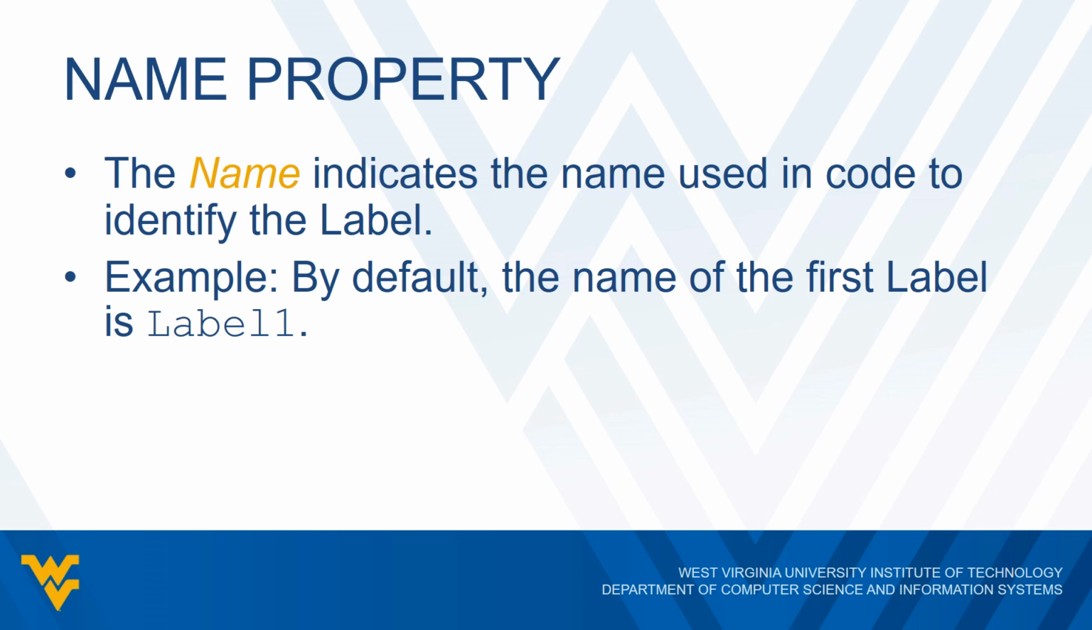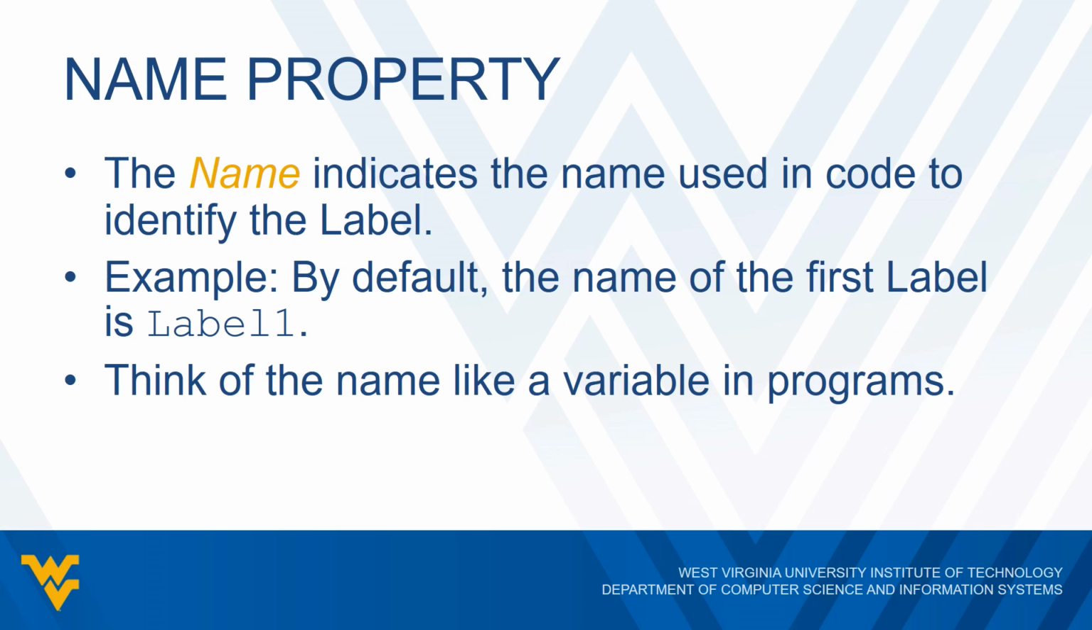Here we can think of the name property as like the variable names in programs. It works just like variables. It's actually probably closer to object names. It's probably the best way to describe it. So think of the label itself as a class, and each label that we create is an instance of the label class. So if we create a label, it's an object of that particular label, and initially it's called label1.